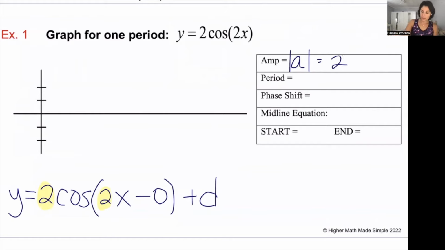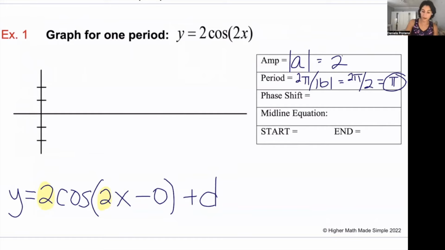The period formula is 2 pi divided by the absolute value of b, and b is 2. So 2 is already positive, right? So the absolute value of 2 is 2, and the 2's cancel out. So 2 pi divided by 2 is pi. So it completes one complete cosine cycle in pi radians, right? So instead of being 2 pi, now it's pi. So it happens in half the time.